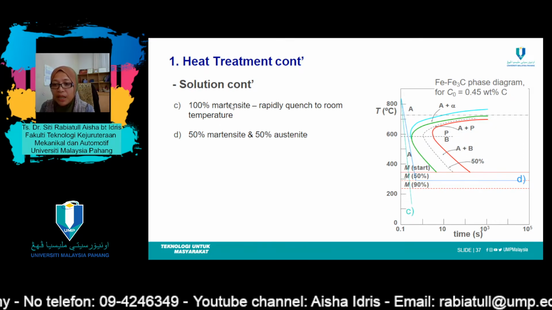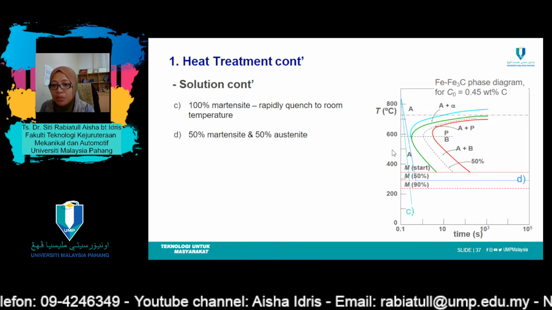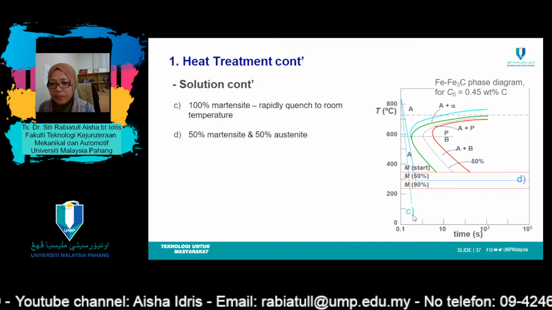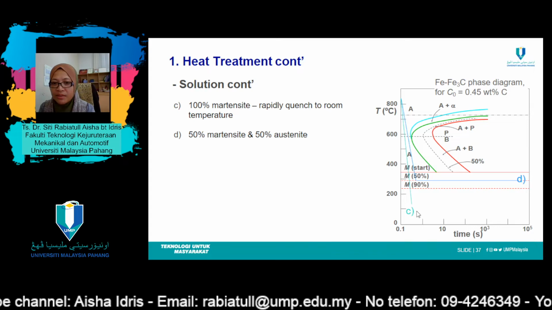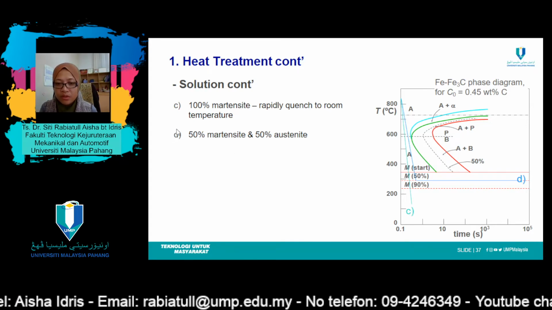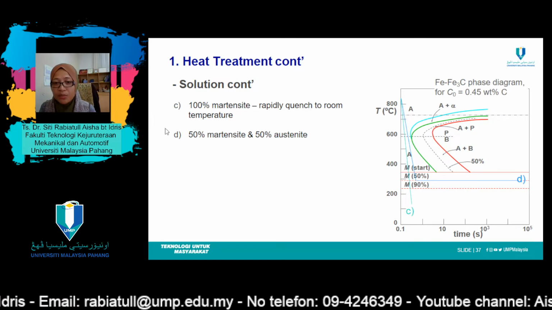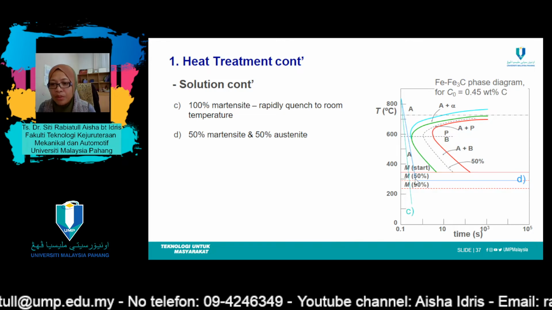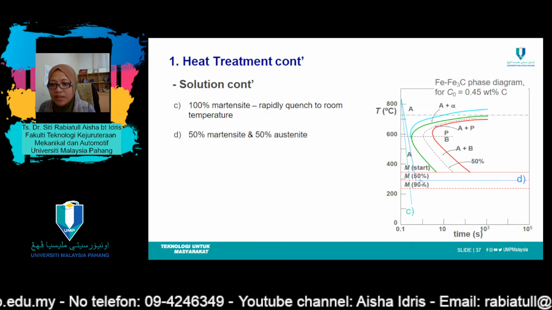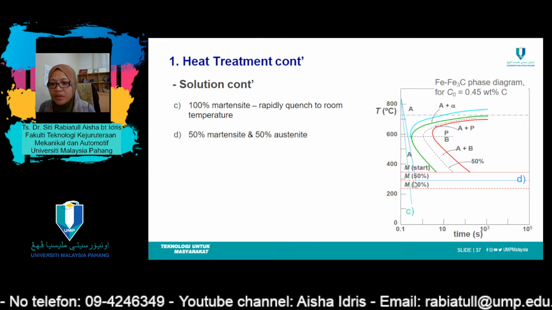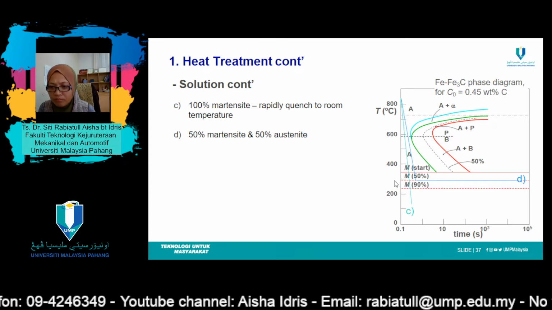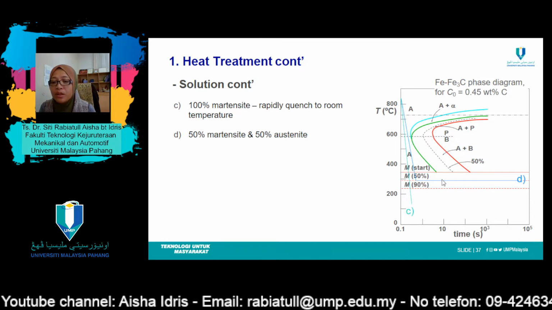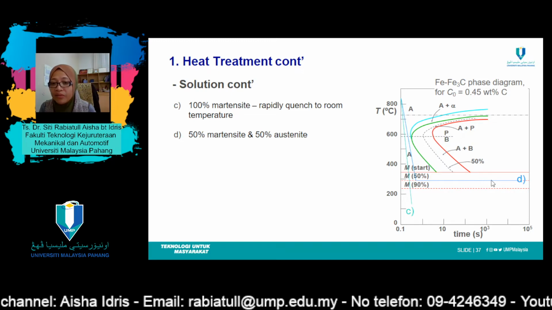After that, 100% martensite. 100% martensite can only be produced from rapid cooling to room temperature from the austenite temperature, so straight away 100% martensite. If you want to form 50% martensite and 50% austenite, which is question D, then it is still rapid cooling but a bit longer, until it reaches this line, at a temperature around 300 degrees C, then it will start to form 50% martensite and 50% austenite.